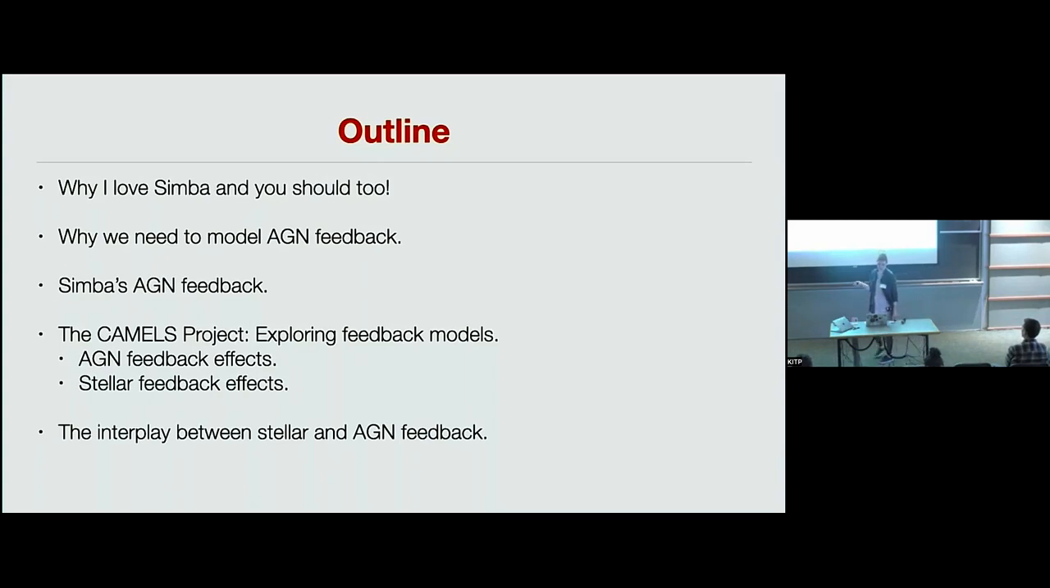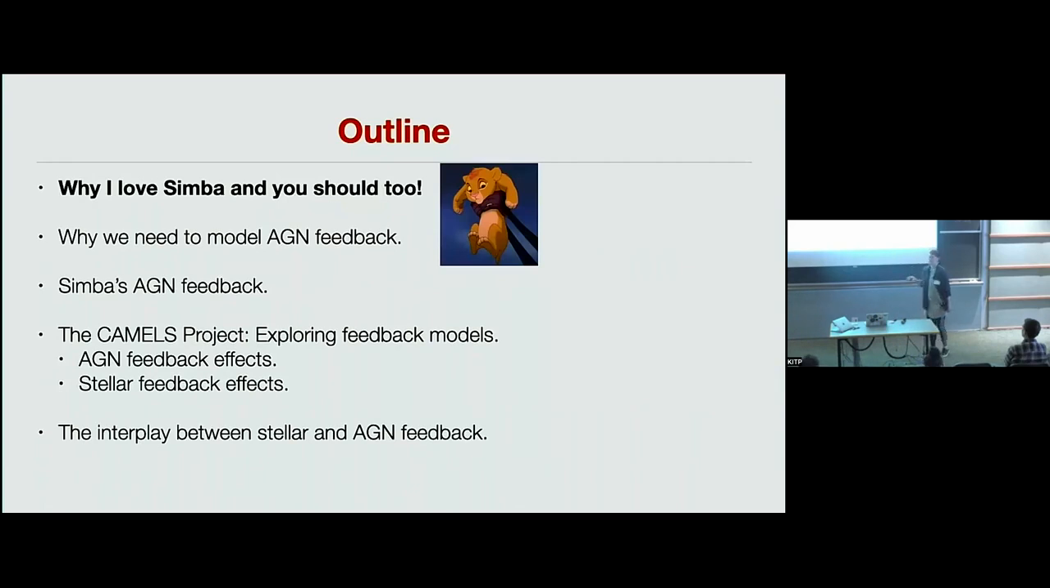I'm going to talk about why we need to model AGN feedback. I'm going to talk about specifically Simba's AGN feedback, what makes it so effective. I'm going to talk about the Camels project, which I'm sure you've heard a lot about, hopefully, over the past few weeks, and how we can explore feedback models with it, looking at both AGN and stellar feedback. And then I'm going to talk about the interplay between stellar and AGN feedback because they have a very interesting interaction with each other.